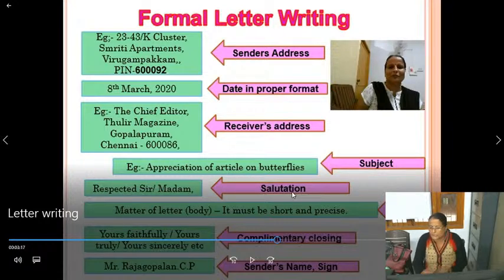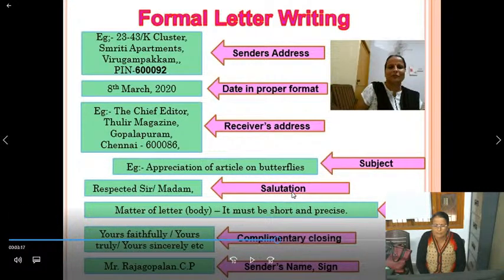Then salutation. Salutation means how we address the person we are writing to. Respected sir, respected madam, no other salutations. But in a personal letter, you know that we use dear papa, dear friend, like that. That should not be used here. Only respected sir or respected madam. If you know that it's a sir, you use respected sir only, no slash of madam. If it is a madam, you write respected madam.